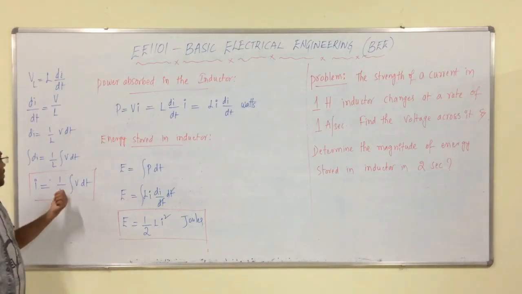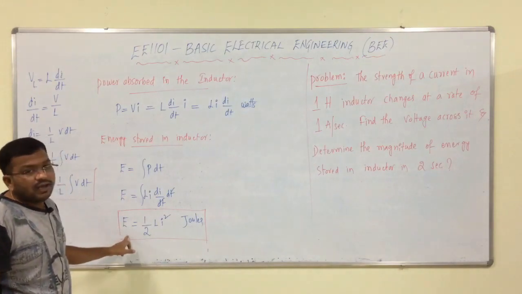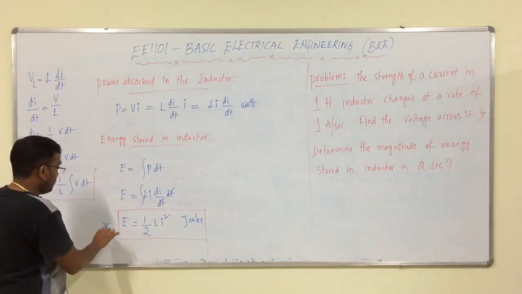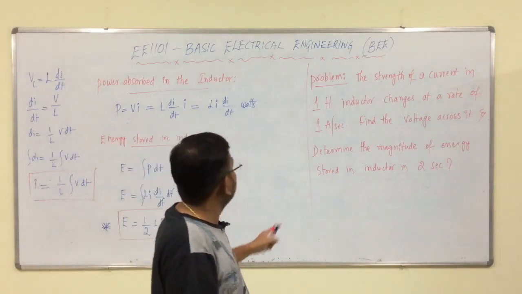So, I is equal to 1 by L integral V dt, power is like this, and energy is what? Half L i square. This is a very important formula. Let us discuss this problem.